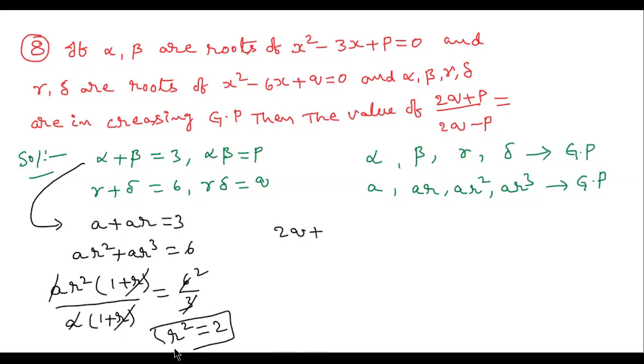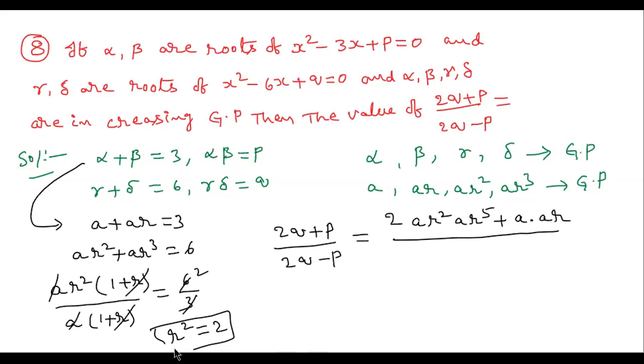2Q plus P divided by 2Q minus P. 2Q means 2 into Q. Q means gamma delta. Gamma value is how much? AR square delta AR power 5. P means alpha beta, that is A into AR, divided by, both are the same, but just minus is the difference. AR square AR power 5 minus A into AR.